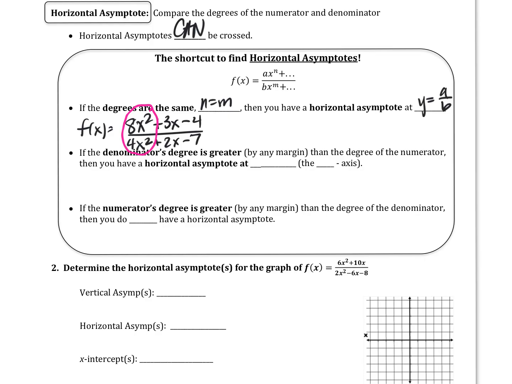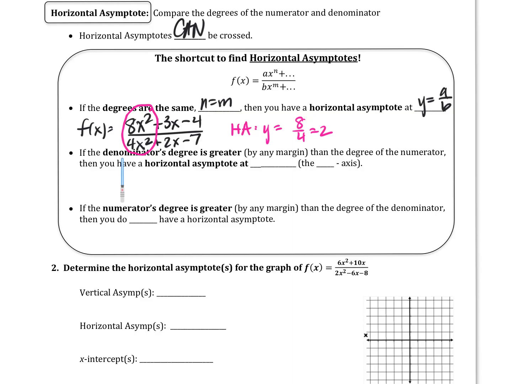What do you think my horizontal asymptote would be here? Y equals 2. Because my exponents matched, my degrees matched, 8 over 4 is just 2. There's my horizontal asymptote. Those are my favorite ones.